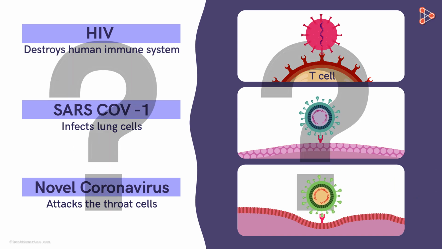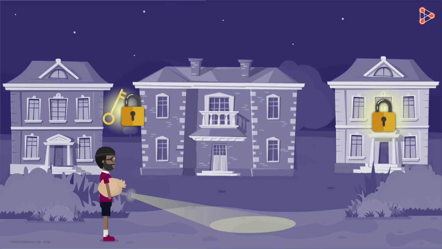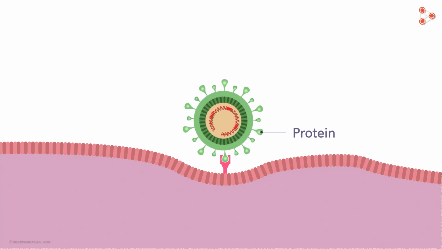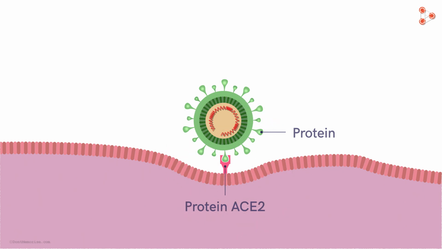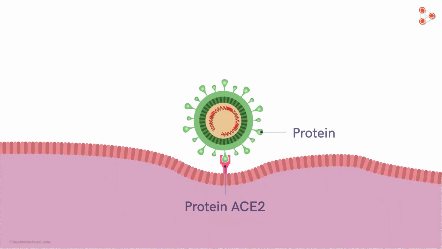How do the viruses choose which type of cell to attack? Remember the analogy about a thief looking for a house which he could gain access to with his key? It's very similar. The coronavirus has a spike protein which attaches to a cell which has the protein ACE2. The spike protein works like a key to open the door to the cell. It fits in perfectly like a jigsaw piece.